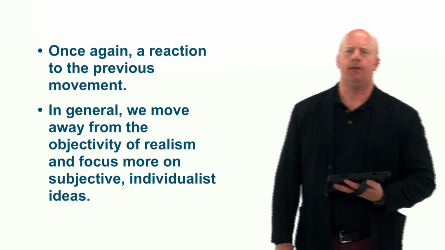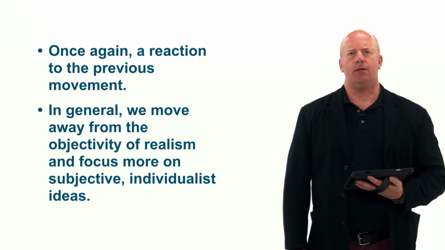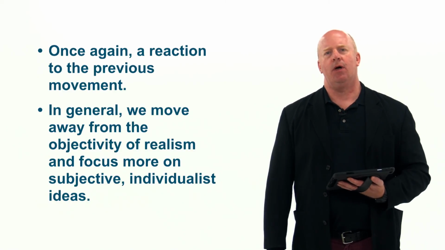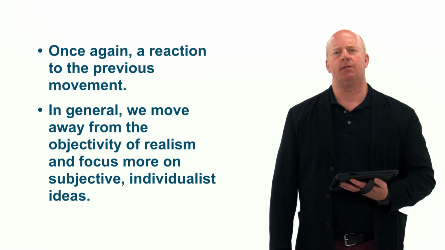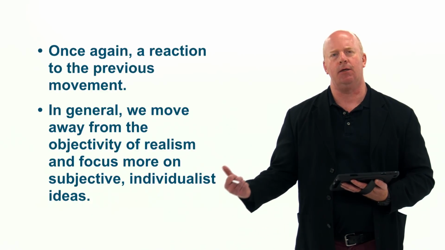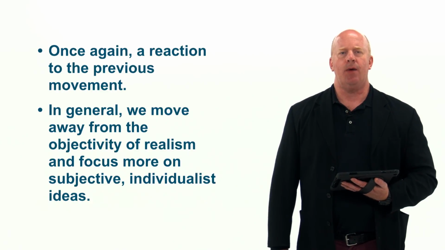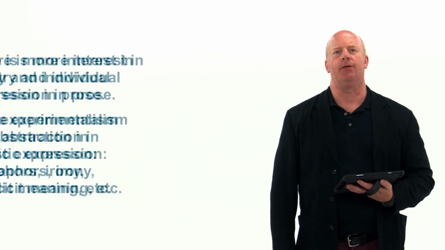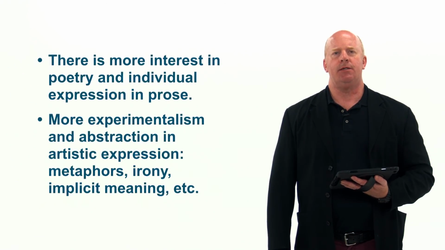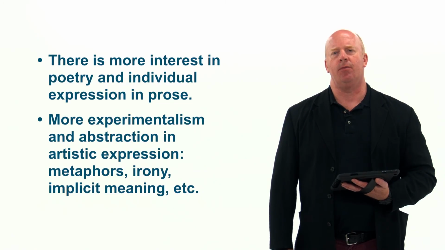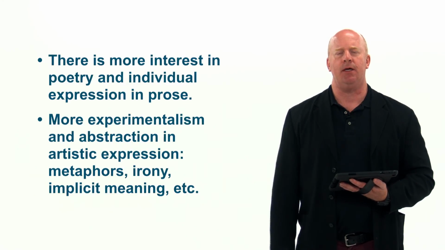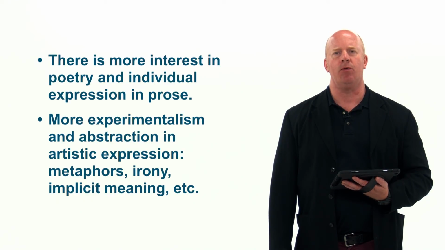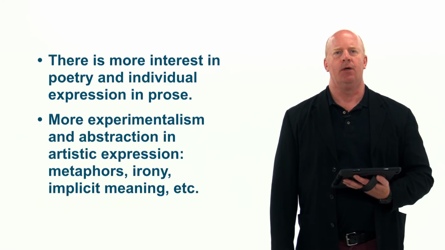Hey, so let's take a look at some of the characteristics of modernism here. Once again, it's a reaction to the previous movement. We've gone from subject, object, subject, object, subject again here now. So we're moving away from the objectivity of realism and focusing on more subjective, individualist ideas. You're going to see some things that are similar to Romanticism, but it's a little bit different because there's more experimentation and more diversified expressions of form with metaphors and different literary devices.